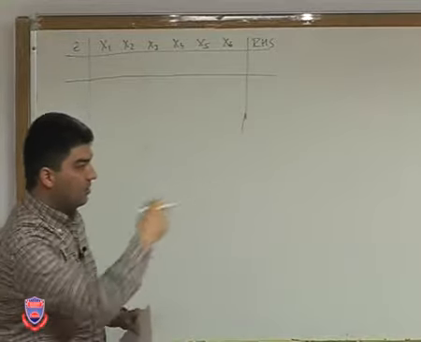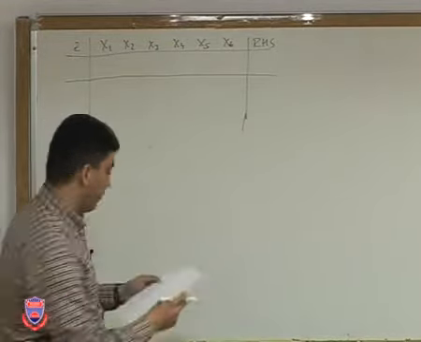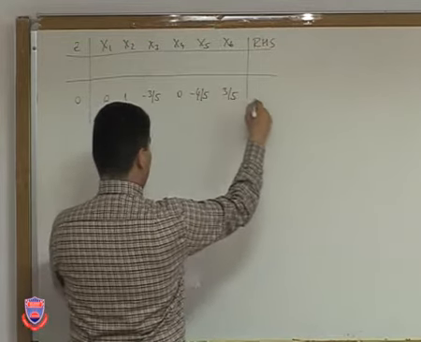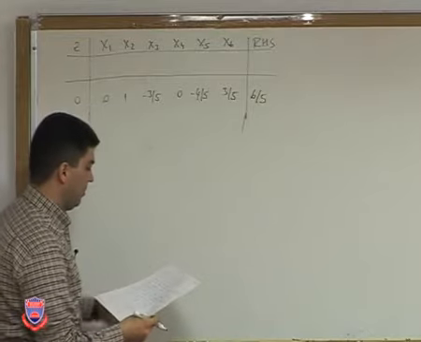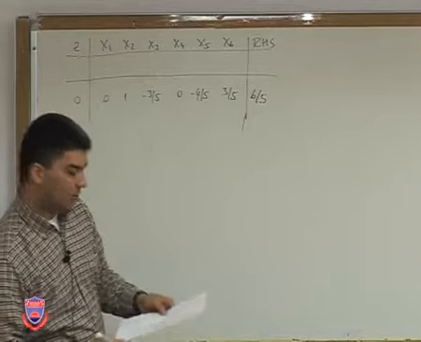So once again, I'm going to pivot on the circled entry. Multiply row 2 by 3 over 5, and you get the following: 0, 0, 1, minus 3 over 5, 0, minus 4 over 5, 3 over 5, and 6 over 5. So this is the new row 2. And then just zero out the other entries underneath x2.